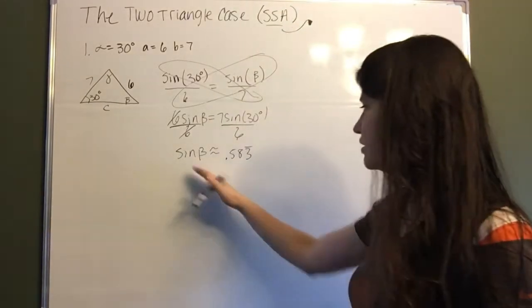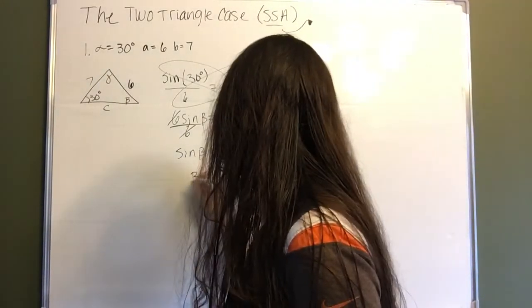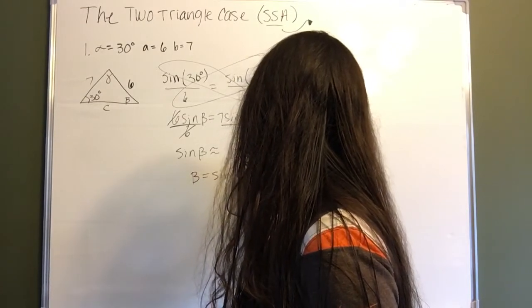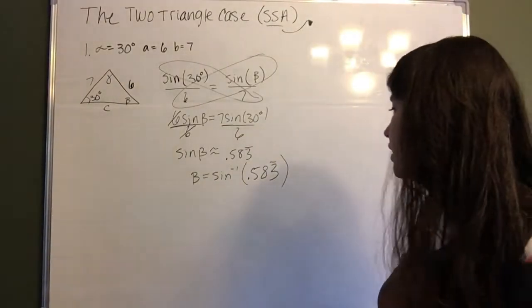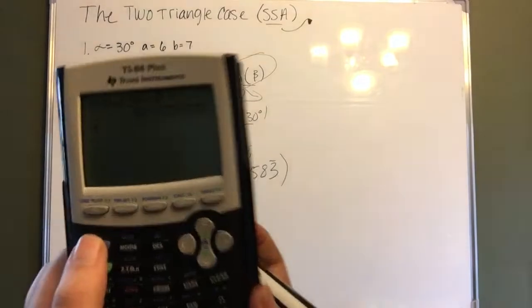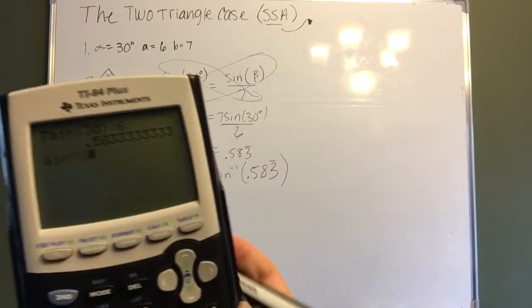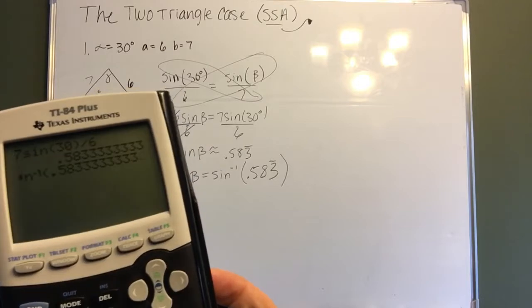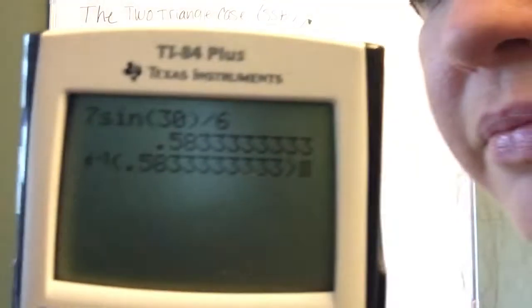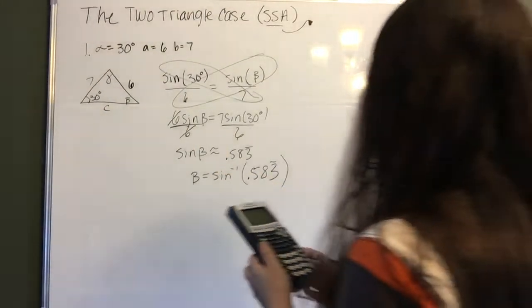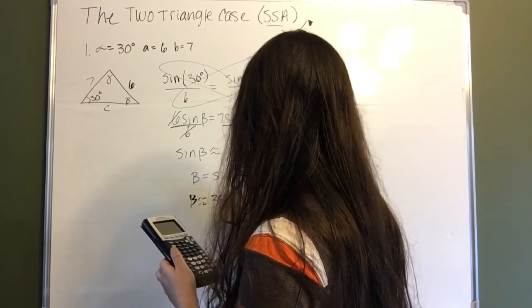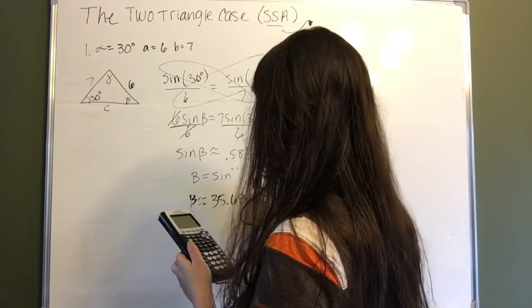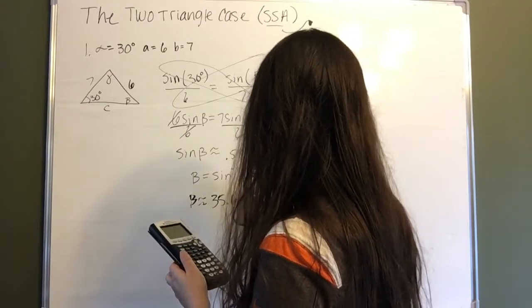Okay, now we're going to take the arc sine of that. All right, the arc sine of 0.583 repeating. Now we type that into the calculator. So arc sine, and then pull that last number up, hit enter, and you get 35.68. All right, so beta is approximately 35.68. Actually, that would round to 35.69 degrees.